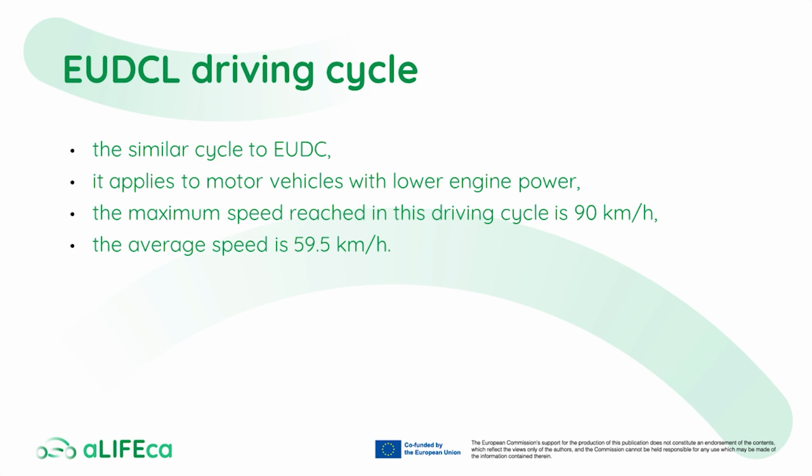EUDCL cycle is similar to the extra-urban driving cycle, except for the fact that it applies to motor vehicles with lower engine power. The maximum speed reached in this driving cycle is 90 km an hour, and the average speed of the vehicle is 59.5 km an hour.